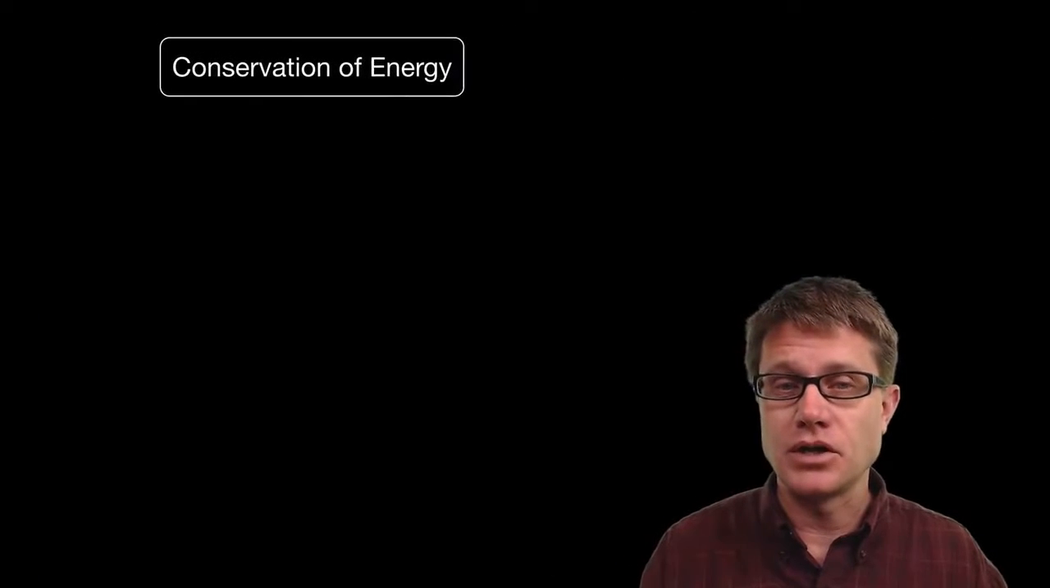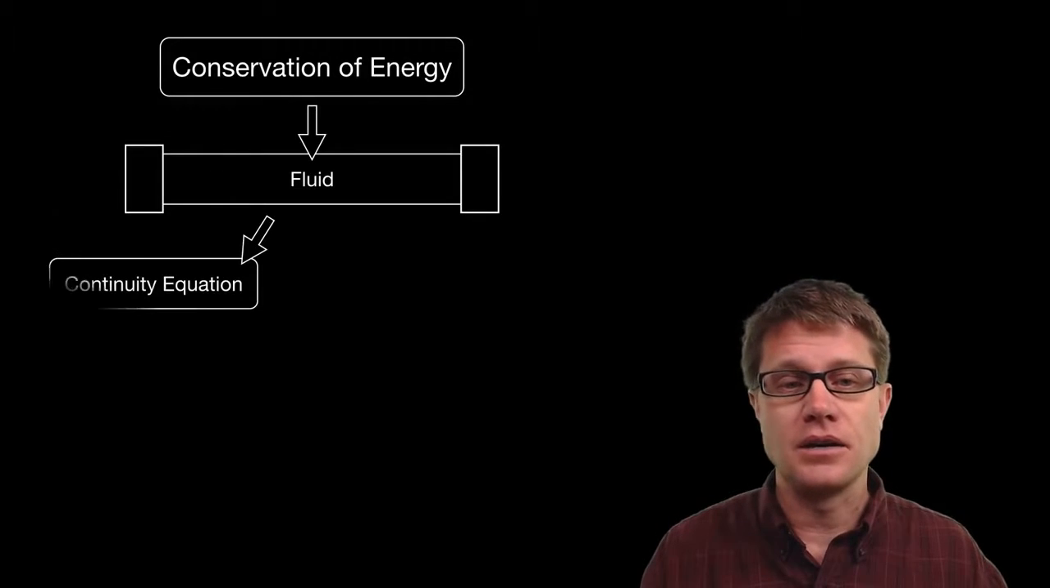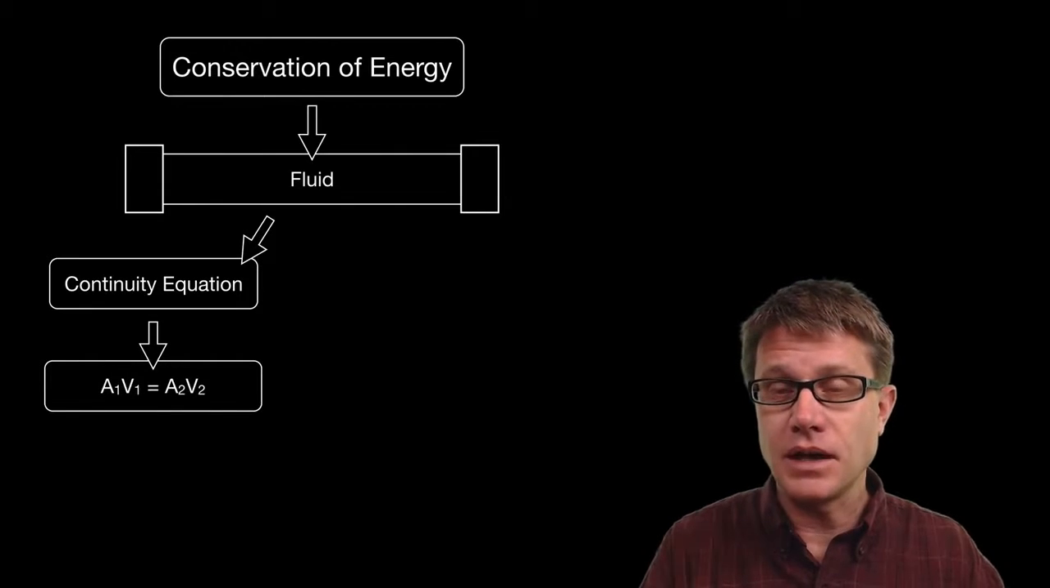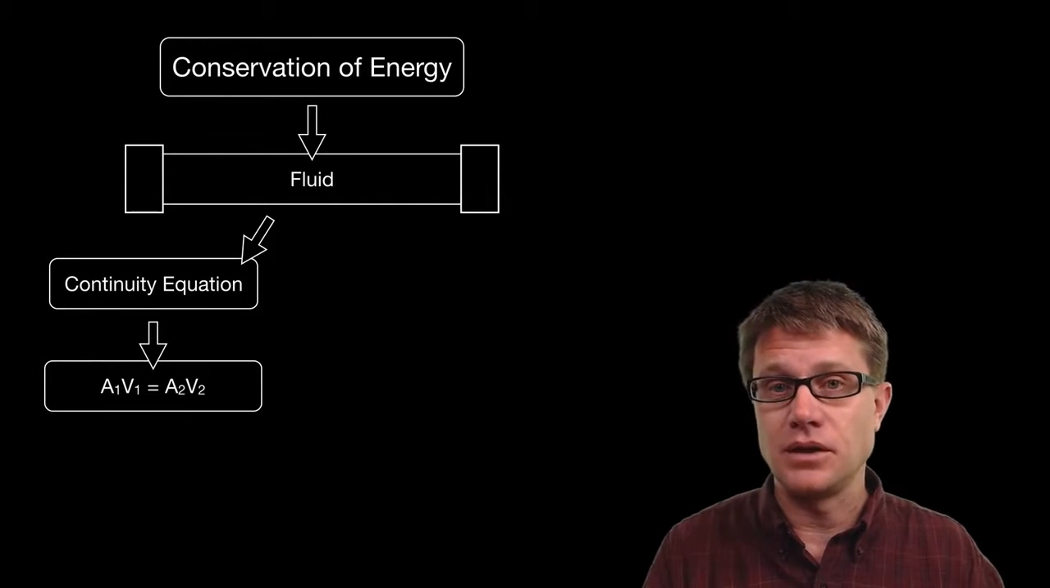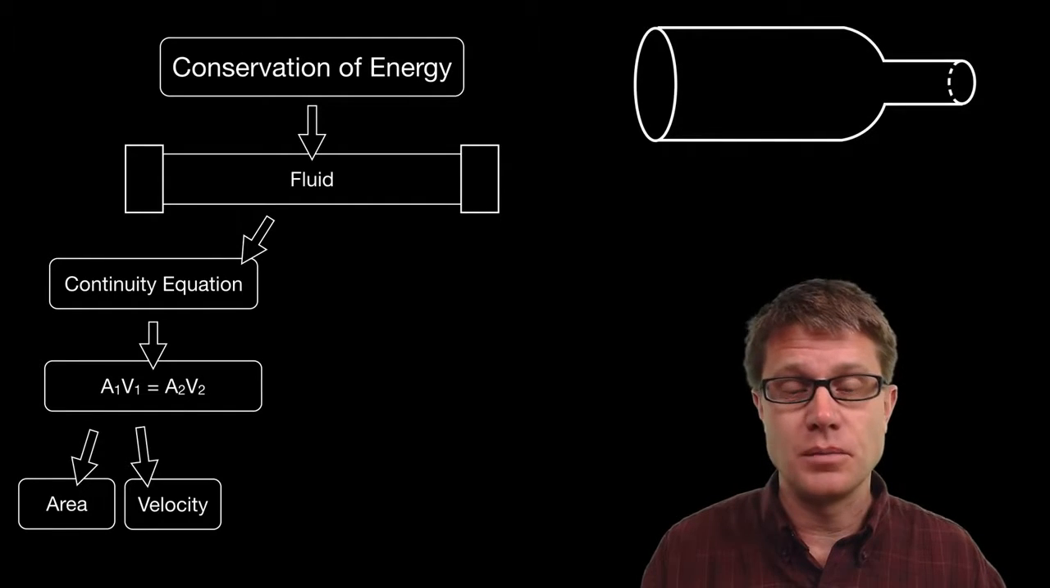And so Bernoulli's equation is really conservation of energy inside a fluid. And to solve most of the problems, you'll first have to understand how the continuity equation works. Continuity equation is equal to A1 times V1 equals A2 times V2, where A1 is the cross-sectional area and V1 is going to be the velocity.